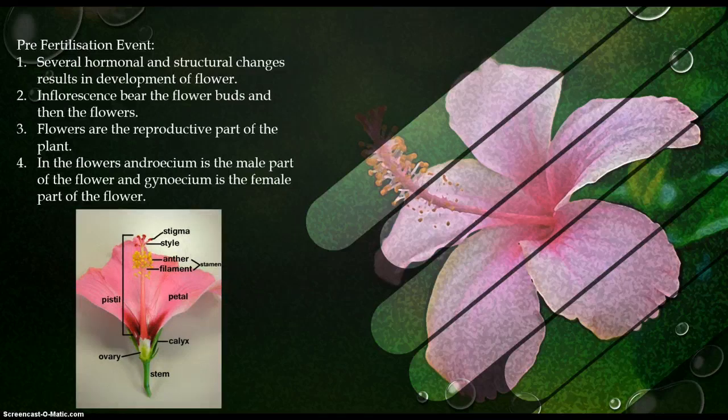Here you have the stem, calyx, then the petals or the corolla. Then comes the androecium or the stamen, which contains anther and filament. And finally, the gynoecium, which contains stigma, style and ovary. So let us first discuss the male part, that is androecium. The androecium is the male part of the flower.